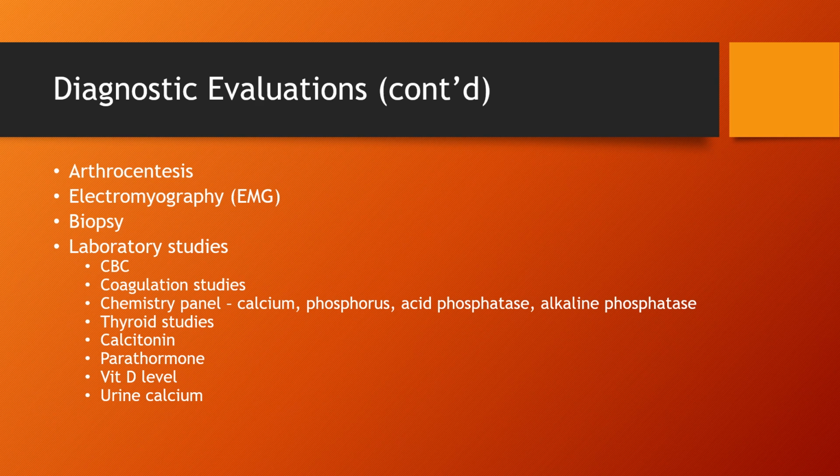The blood chemistry can provide information about electrolytes such as calcium levels and phosphorus levels. Serum phosphorus levels are inversely related to calcium levels, so we usually look at those together. Acid phosphatase is something that is elevated in Paget's disease and metastatic cancer. We might also want to look at calcitonin levels, parathormone levels, vitamin D levels, calcium levels, even calcium levels in the urine.